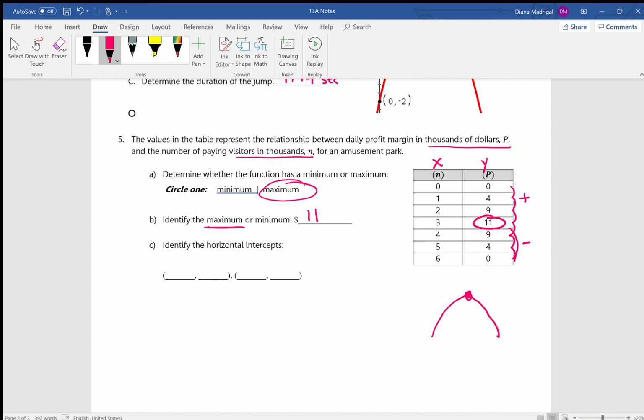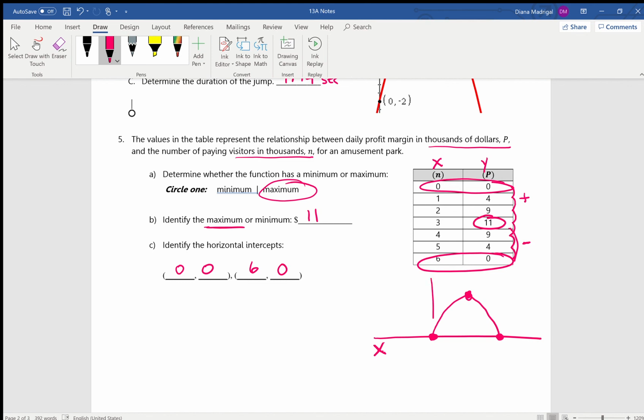And then it says identify the horizontal intercepts. The horizontal again is your x-axis, and when it's reaching the x-axis, so when y is 0, right? Well, I know one of them is 0, 0. It's not going to increase, right? And the next one has to be when y is 0. We're not going to go up or down. It's going to stay at the line of x. So that's the bottom one. So 6, 0. Okay.